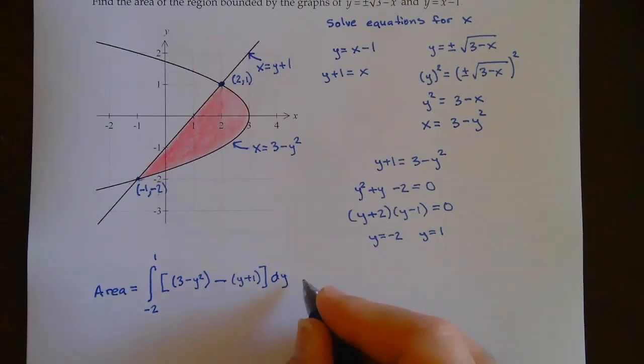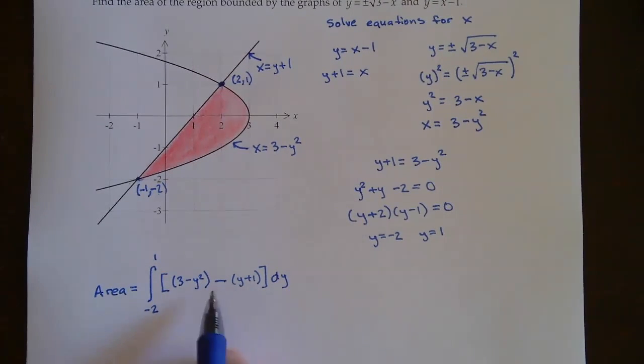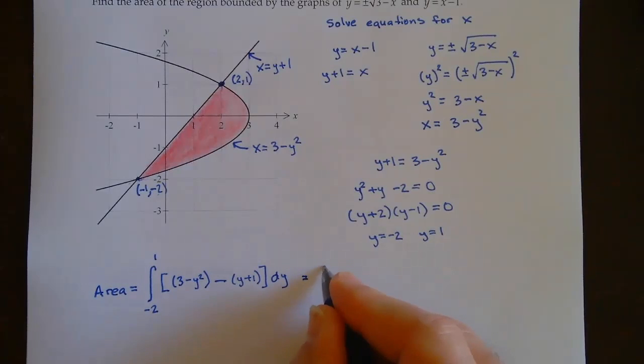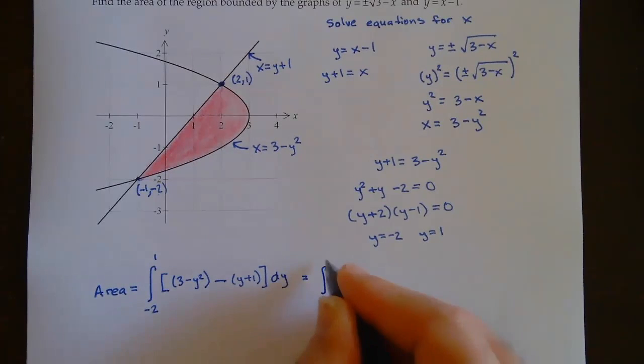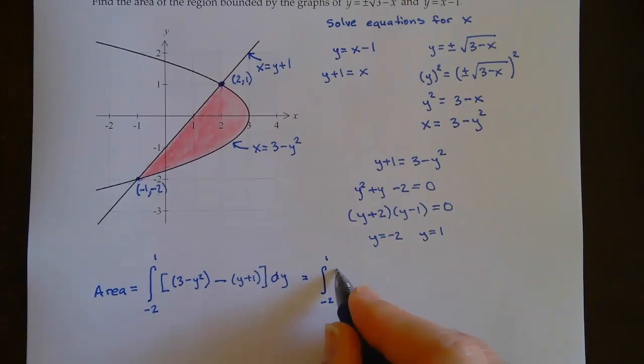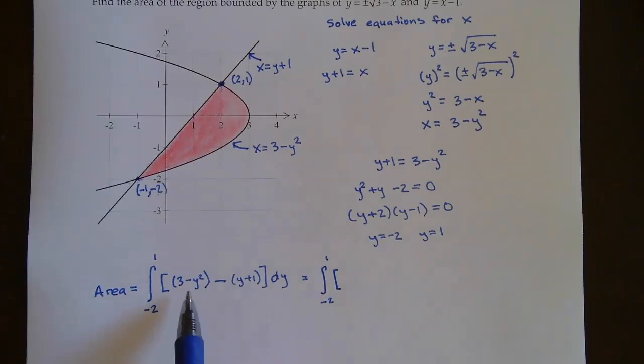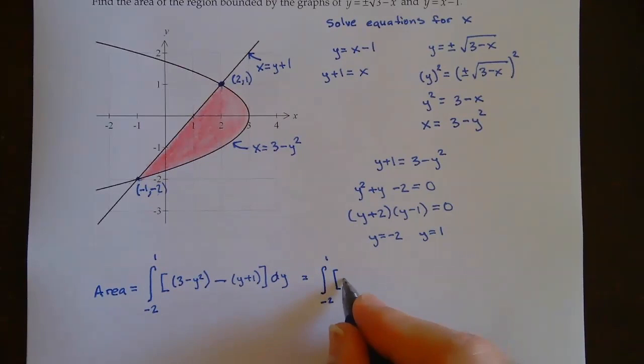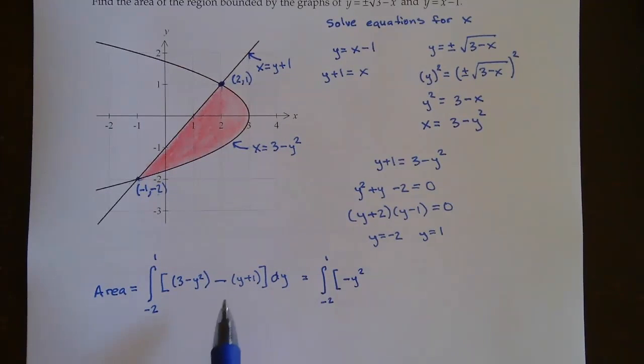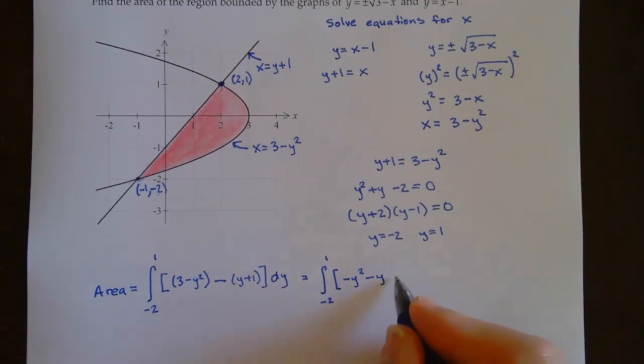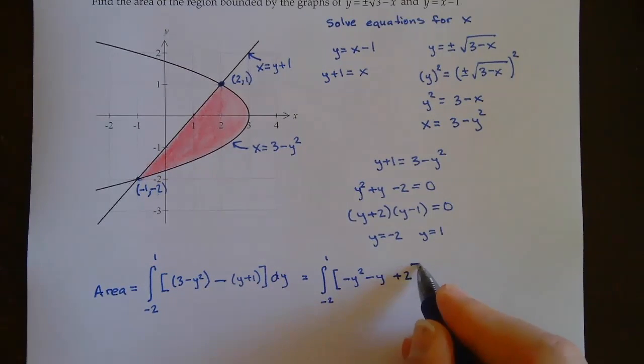All right, so here we go. Let's clean this integrand up a little bit. This is equal to the integral from -2 to 1, and in brackets, I'm going to write the negative y squared first. So negative y squared. This is a negative y, that's the only one, so minus y. Here I have 3, but I'm going to take 1 away, so that's plus 2. Then I'm going to close my bracket. You could also use parentheses and dy.